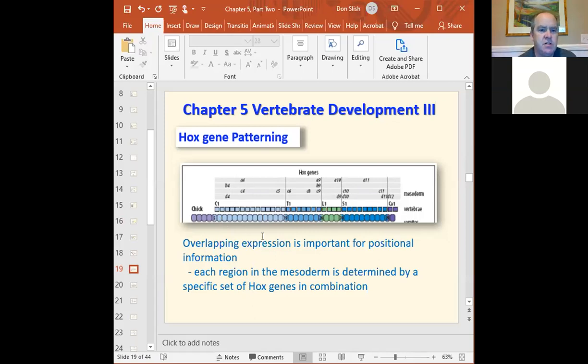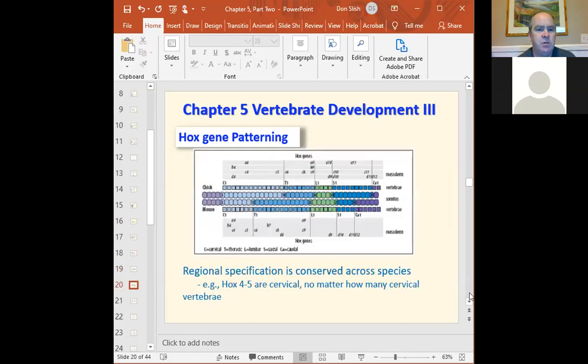This is slide 19. So here in the chick, we've got all these cervical vertebrae, some thoracic, some lumbar, and then some tail vertebrae here. And if we compare that to mouse, we've got the same Hox genes in cervical vertebrae. The difference is you've got more cervical vertebrae in the chick. But if you look, here's C5 at the end of the cervical vertebrae, here's C5 at the end of the cervical vertebrae. So the patterning is the same across species. It's just that the number of somites will change, which will then change the length of the spine.